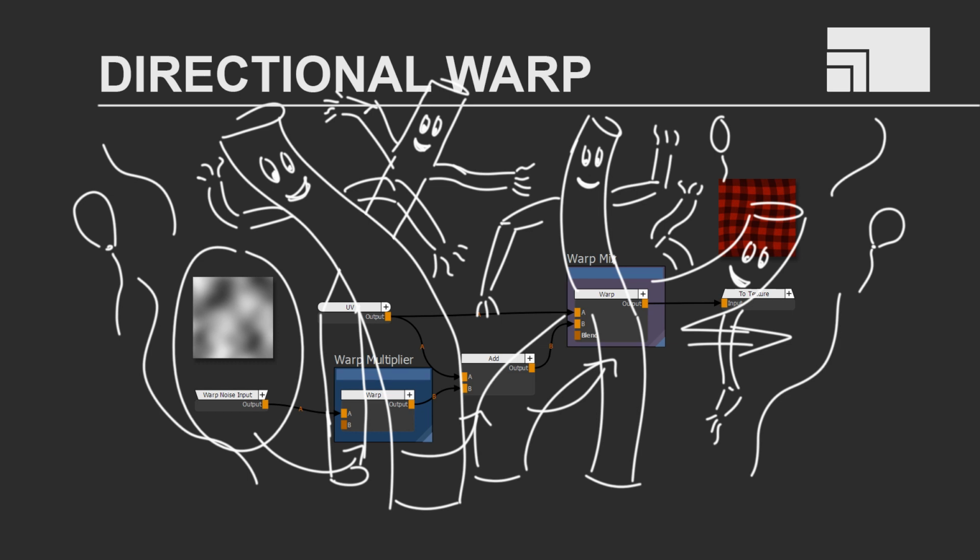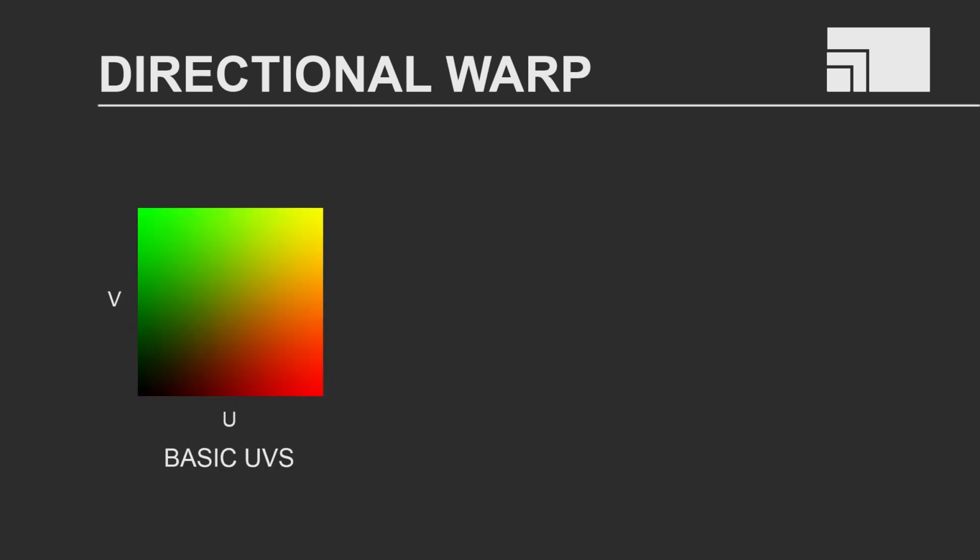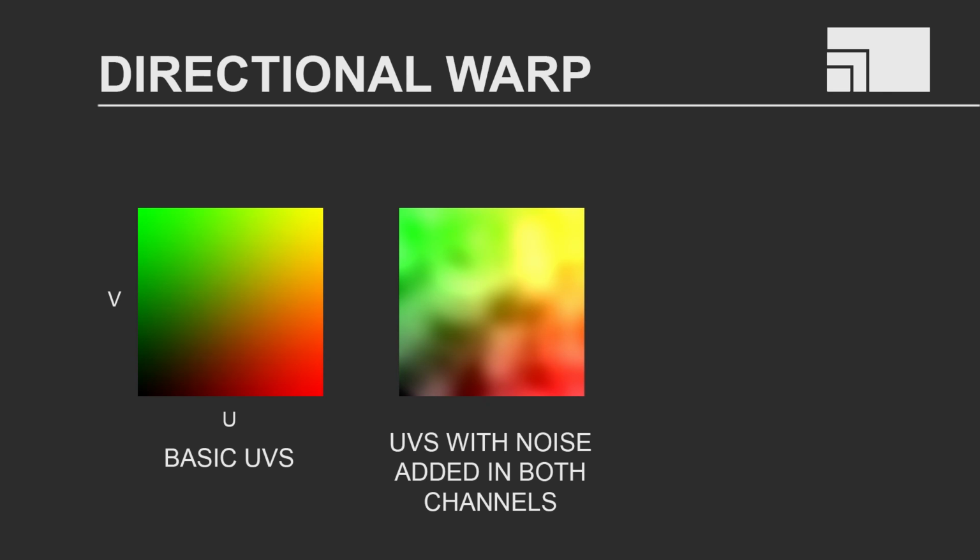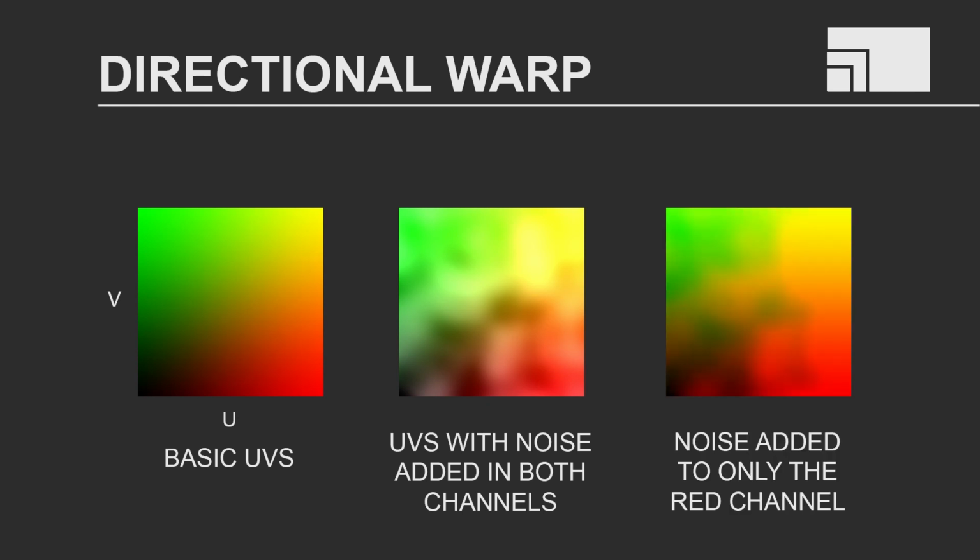How can we get this to work in a specific direction? Here we have an image of UVs. U, which is in red, represents left and right, and V in green is up and down. When we added our noise to our UVs last time, we added it to both channels at once, so it warped in both directions. However, if we can isolate the amount of noise that gets added to each channel, then we can control the direction. Let's dive into the Nodegraph and see how we can do just that.